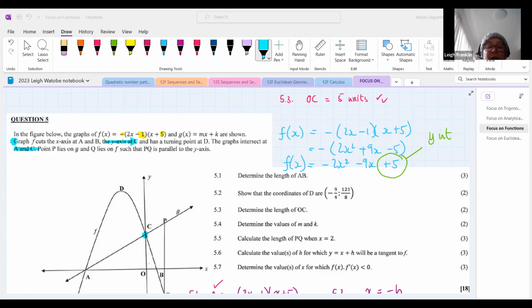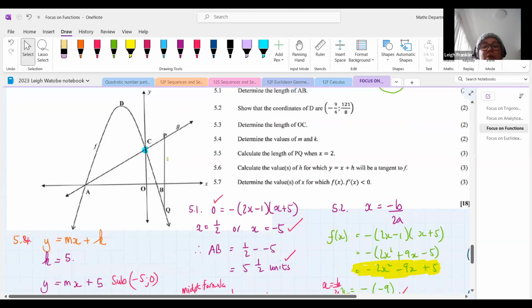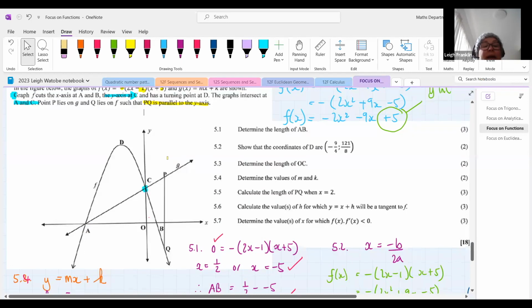I think we're ready to do 5.5 now. They want us to calculate the length of PQ. Again, this is a length question. They do not want us to use the distance formula. It is a vertical line, and we know that because they've told us that PQ is parallel to the y-axis. So can you guys tell me, how do we calculate the length of a vertical line that lies between two functions? What do I do? Does anybody know the method that I use here?